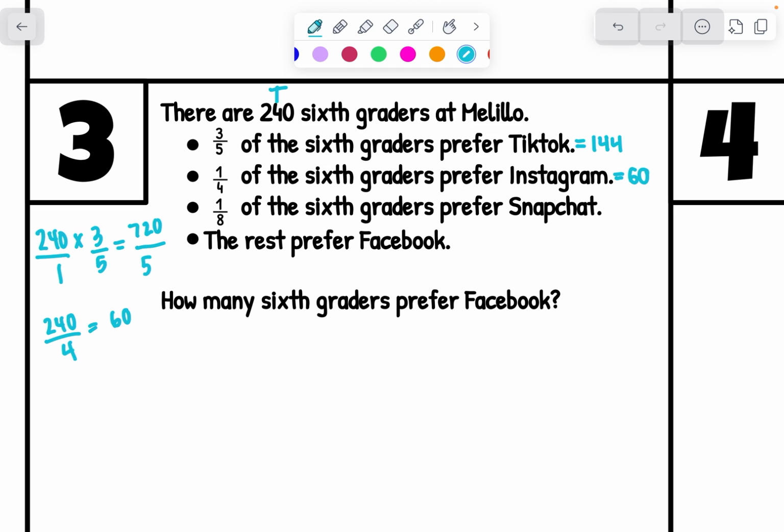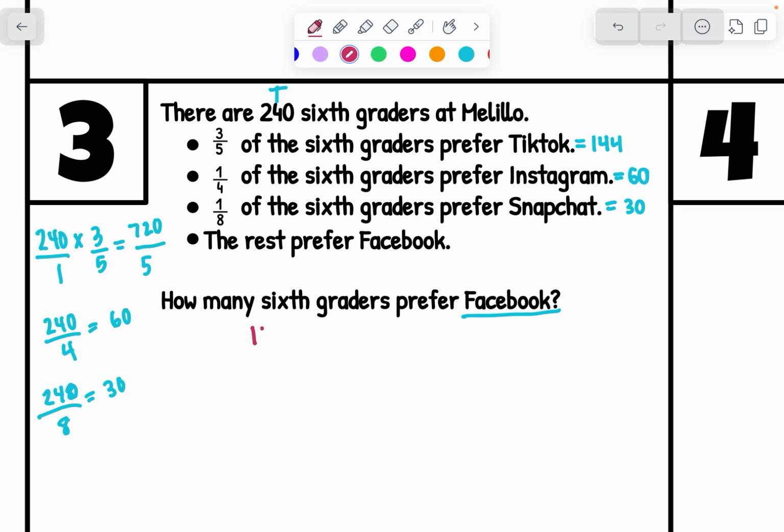And then an eighth, again, it's just the same thing as dividing by 8. So 240 divided by 8 would be 30. 30 prefer Snapchat. So now what we're going to do to find out how many prefer Facebook is first we got to see how many of the 240 prefer TikTok, Instagram, and Snapchat. So we're going to add it up.